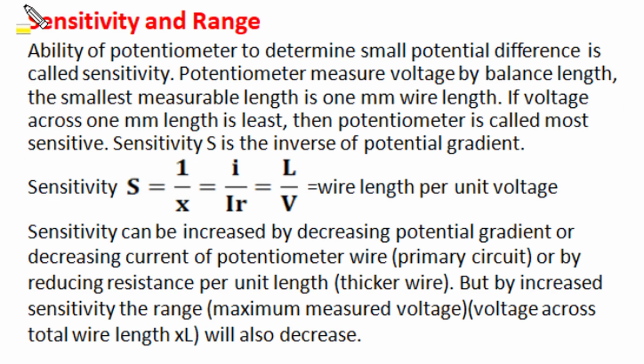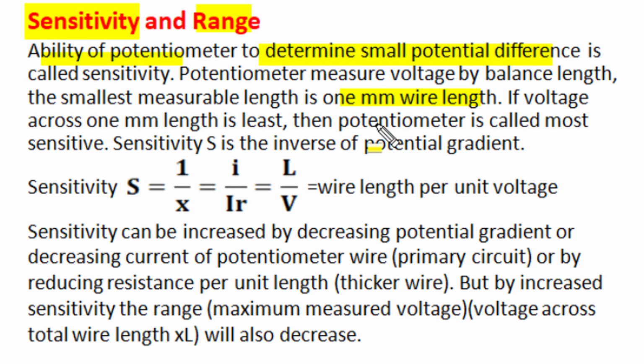Two important performance parameters of a potentiometer are sensitivity and range. Sensitivity is the ability of a potentiometer to determine a small potential difference during measurement, and we know a potentiometer measures an unknown voltage by comparison, and the balance length gives the value of the unknown voltage, and by normal scale measurement the minimum measurable length is 1 millimeter of wire length.